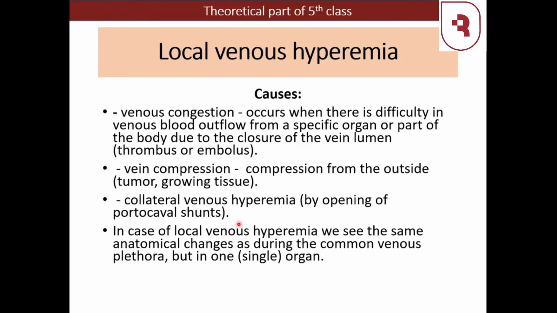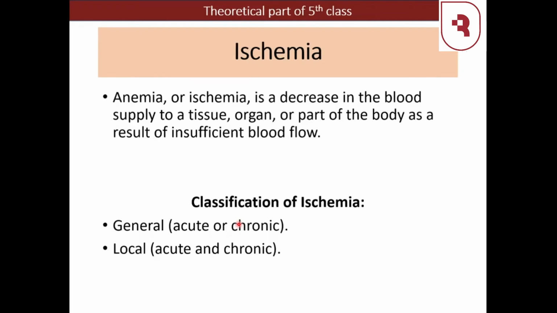Local venous hyperemia may be associated with some special conditions which associate with blockage of veins and probably thrombosis of veins, or compression of veins by tumor or some other substances. And also it may be collateral venous hyperemia by opening portocaval anastomosis or portocaval shunts, for example.